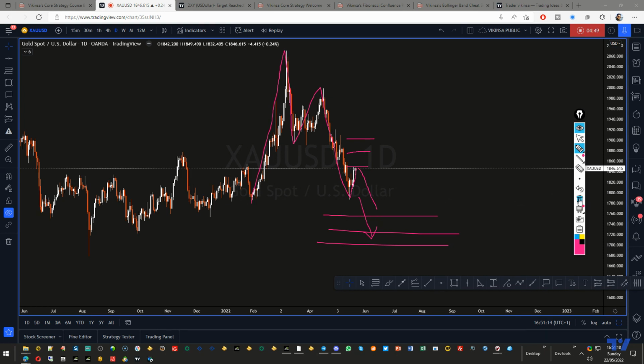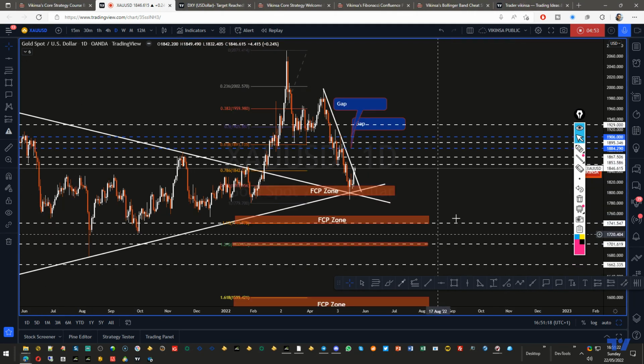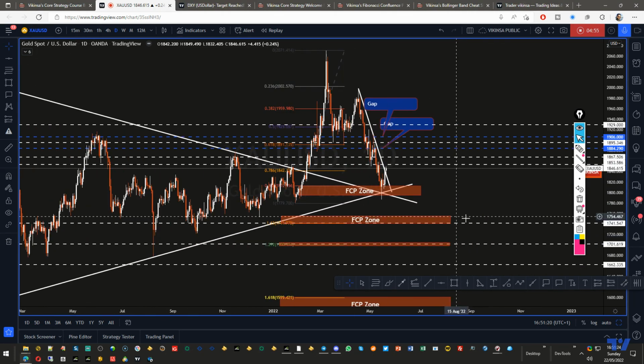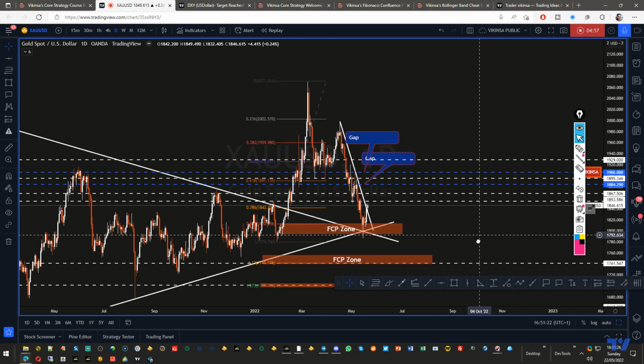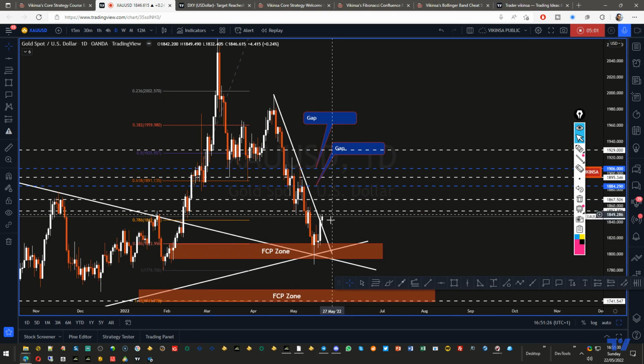Okay, so let's bring in the latest analysis. So if I switch this on, I've already marked those analyses using the FCP strategy. So what we have is, let's talk about this bullish structure here first.